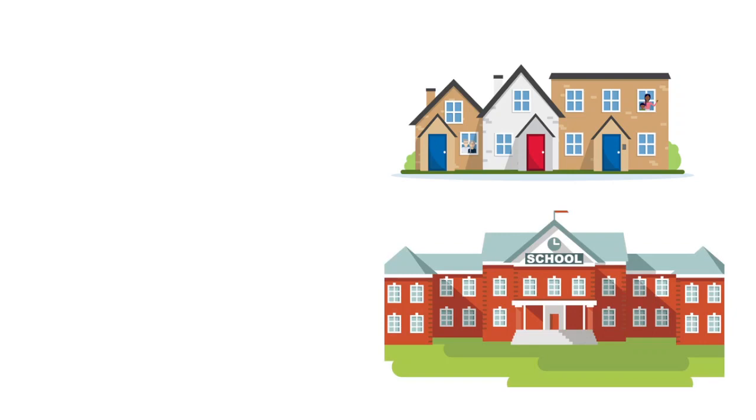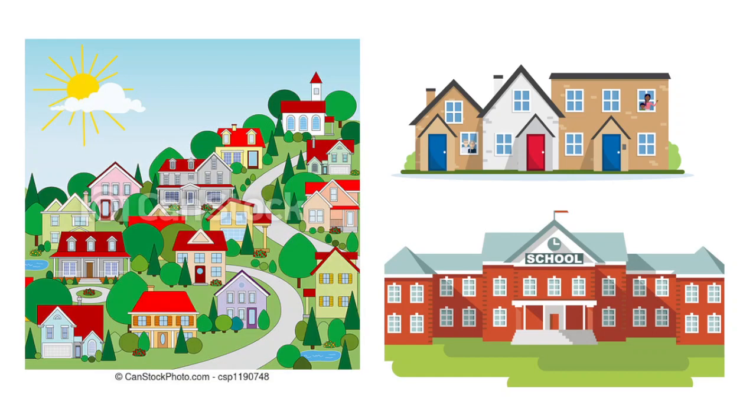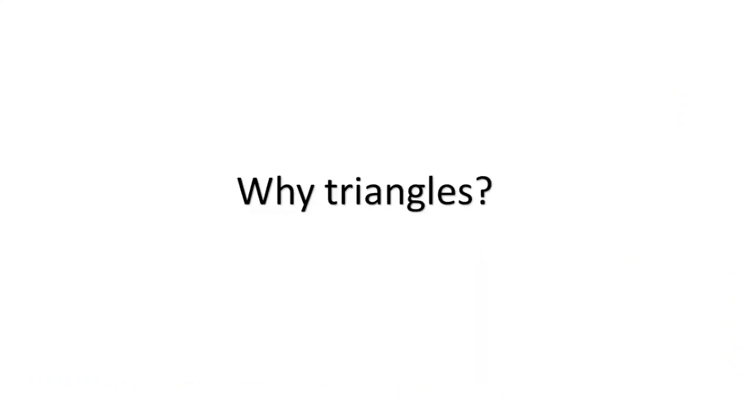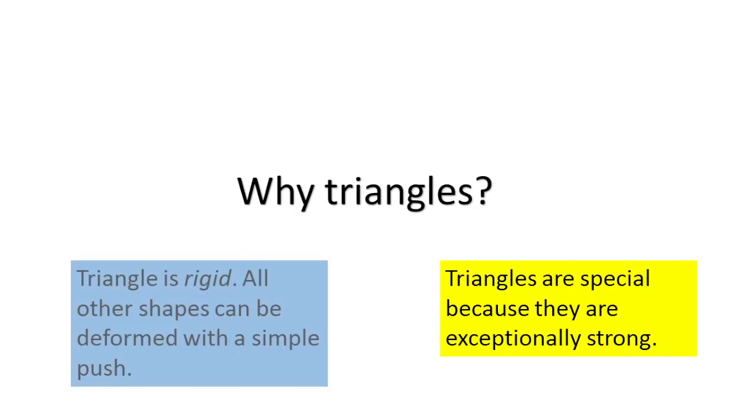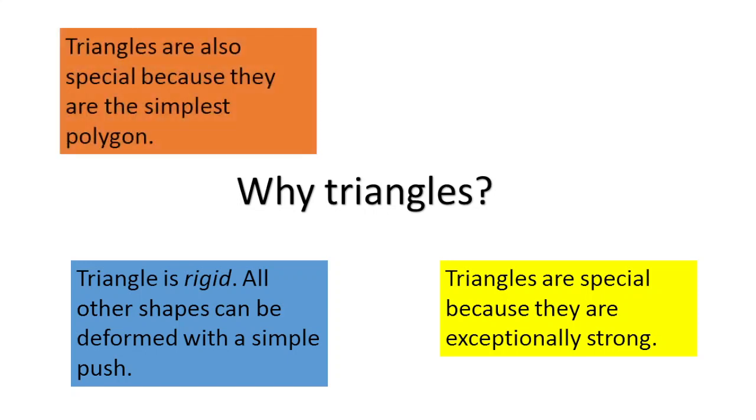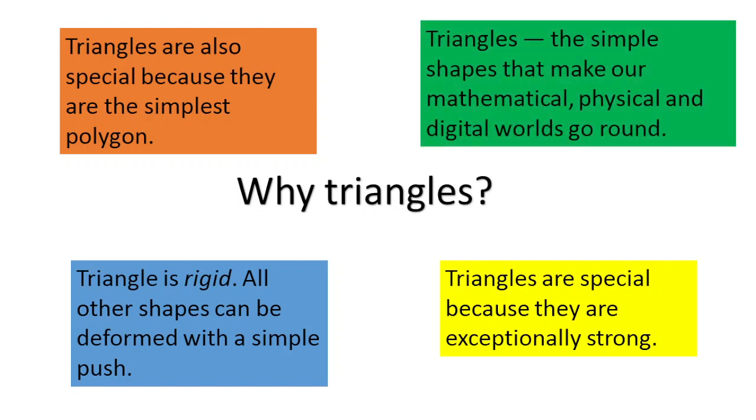So triangles can be seen a lot in our home, in our school, and even in our community. We can see a lot of triangles. Why triangles? Well, triangles are special because they are exceptionally strong. A triangle is rigid. All other shapes can be deformed with a simple push. Triangles are also special because they are the simplest polygon. And triangles, the simple shapes that make our mathematical, physical, and digital worlds go around.